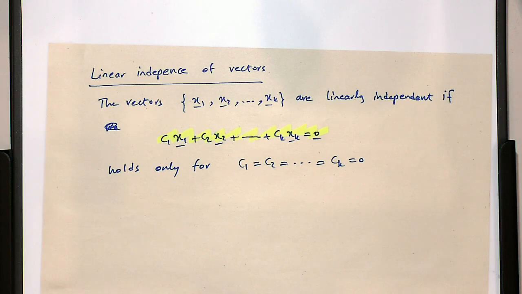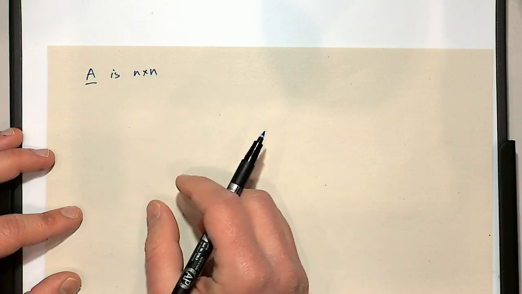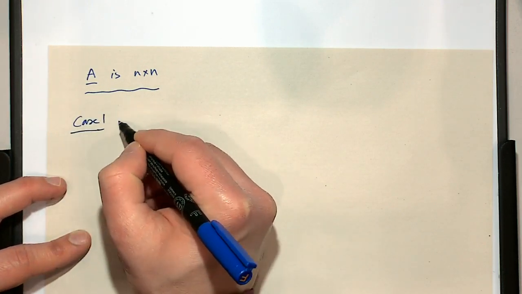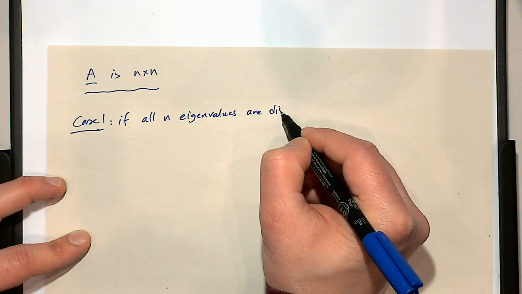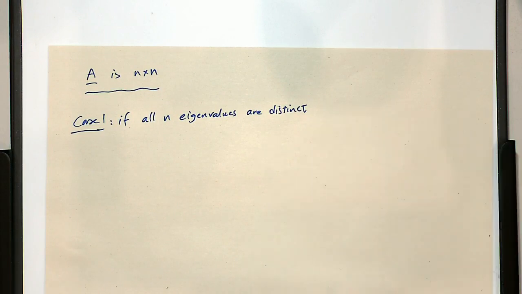So as we said, these are applicable to the eigenvectors of a matrix. But as a rule of thumb, let's say that we have this A as an n by n matrix. And we calculate the eigenvalues of A and the corresponding eigenvectors. So we have two situations. Case one, if all n eigenvalues are distinct. We do not have any of them as a repeated value. For an n by n matrix, we have n eigenvalues, and all n eigenvalues are distinct.